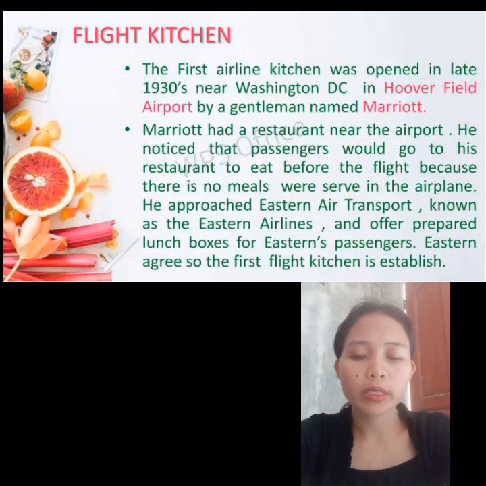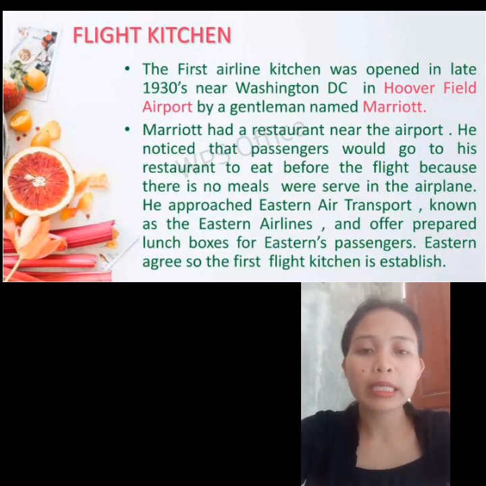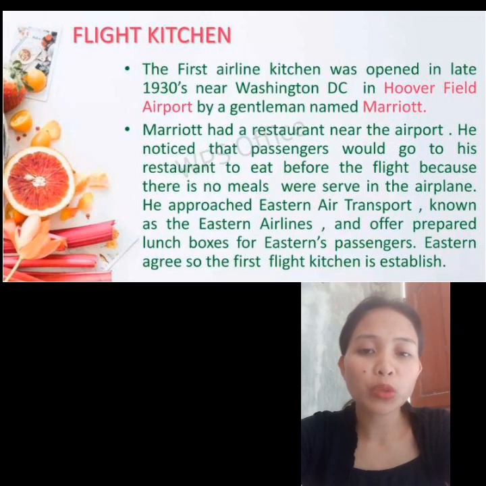Next question is flight kitchen. The first airline kitchen was opened in the late 1930s near Washington, D.C., in Hooverfield Airport by a gentleman named Marriott. Marriott had a restaurant near the airport. He noticed that passengers would go to his restaurant to eat before the flight because no meals were served in the airplane.